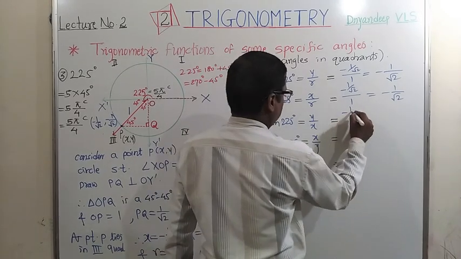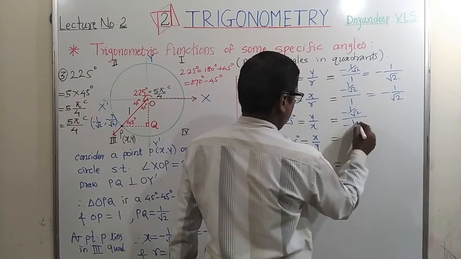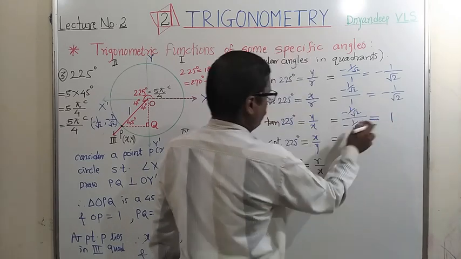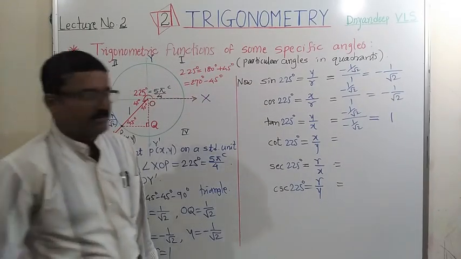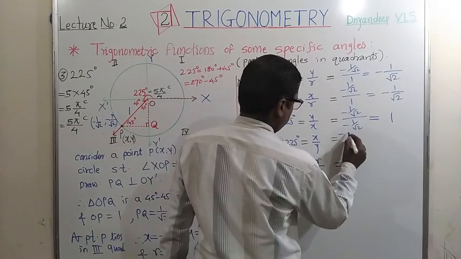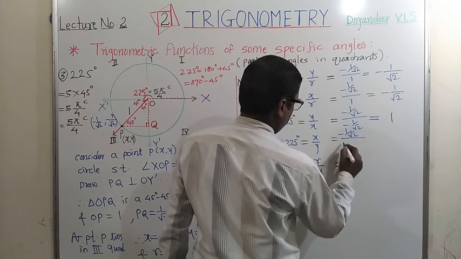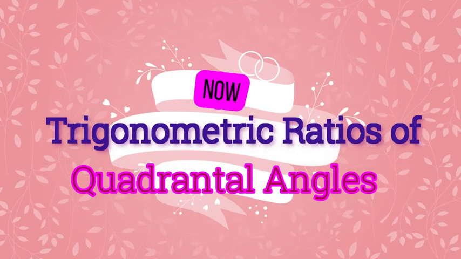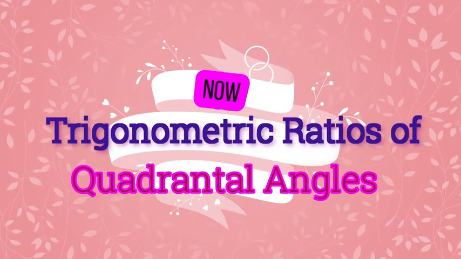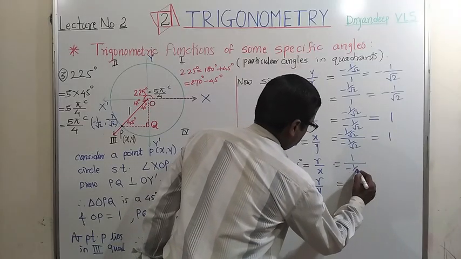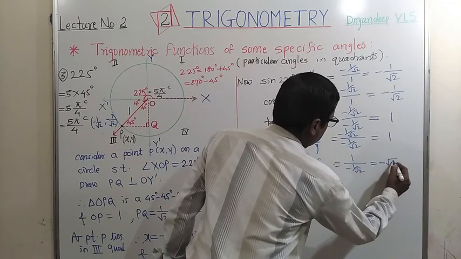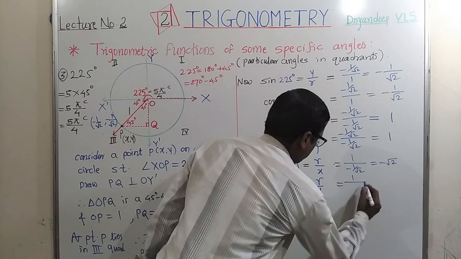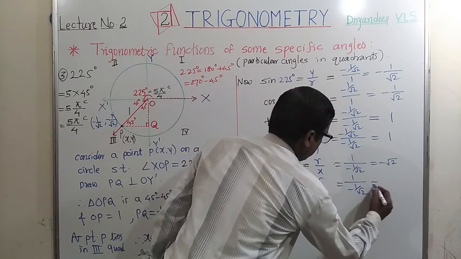For tan, y is minus 1 upon root 2, x is also minus 1 upon root 2, so it is equal to 1, because both are the same, so their division is 1. Now here cot, x and y are the same once again, minus 1 upon root 2 and minus 1 upon root 2, so the answer will be 1 again. What about sec 225? It is r upon x, r is 1, x is minus 1 upon root 2, so it is minus root 2. Cosec is r upon y, it is 1 upon minus 1 upon root 2, so it is once again minus root 2.